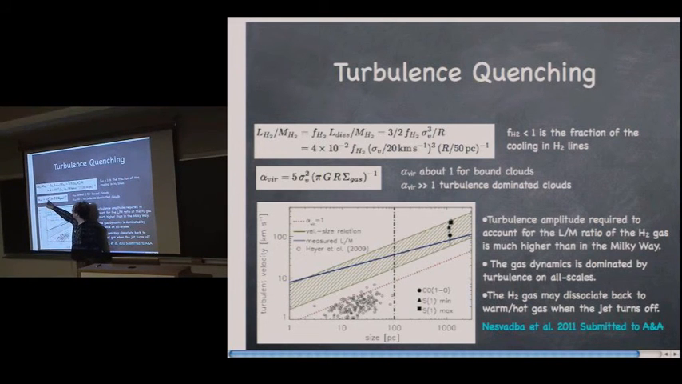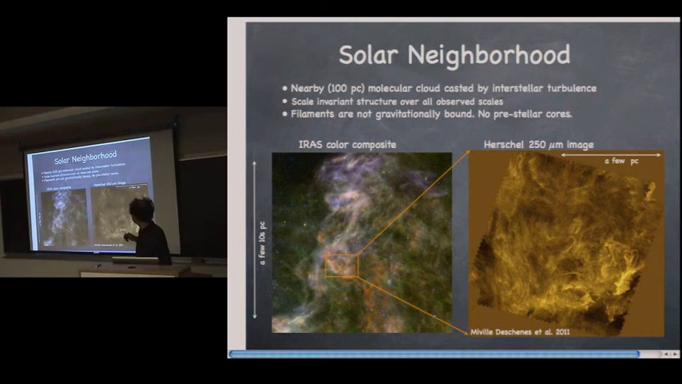so you need to plug in the relation between sigma v and r. And it gives you, for a given level of turbulence, the values of this coefficient. And this cloud is completely turbulence dominated, by a big factor, by 100. The kinetic energy of the gas is 100 times larger than the gravitational binding energy.